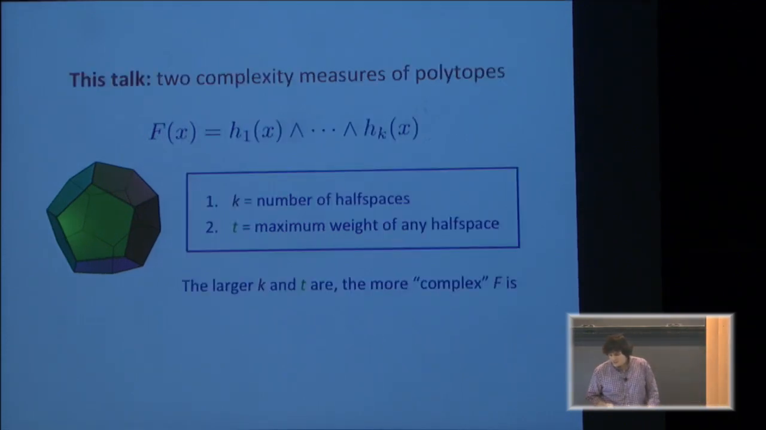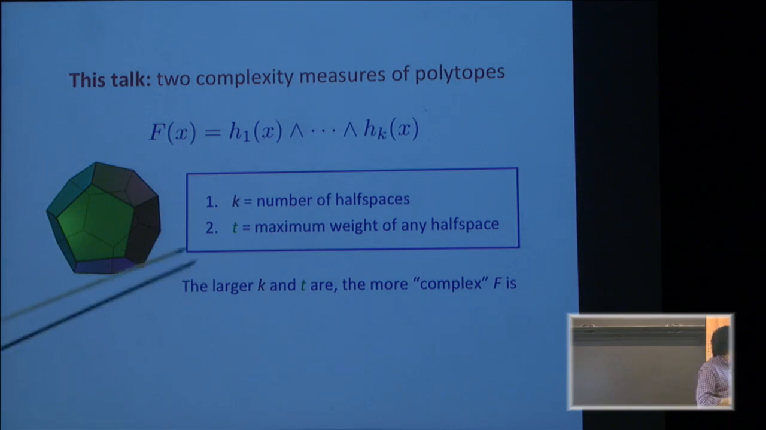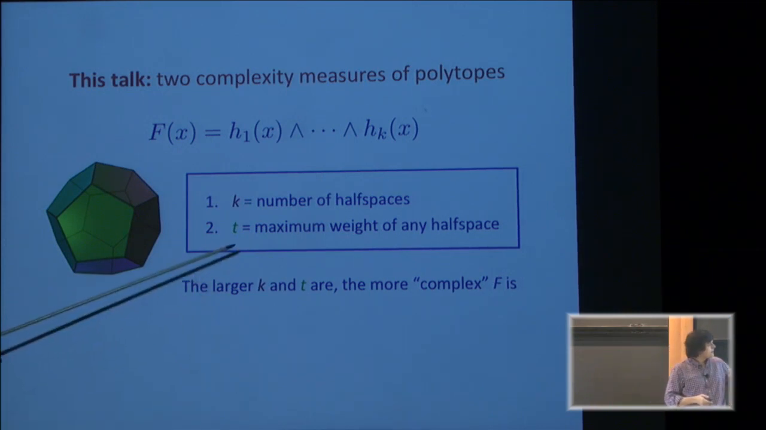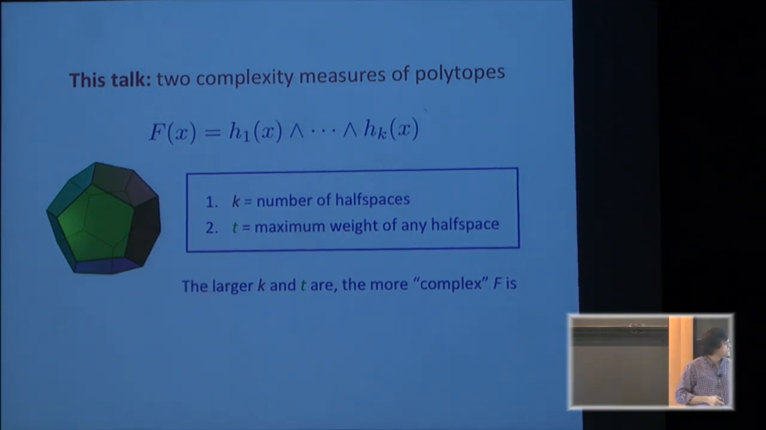So like I said before, we'll be thinking about our polytopes. When we think about an intersection of k half-spaces, the 2 key parameters we'll care about are the number of faces, this number of half-spaces we're intersecting, and the largest weight of any half-space. And I'll use this parameter t to denote this maximum weight throughout the entire talk.